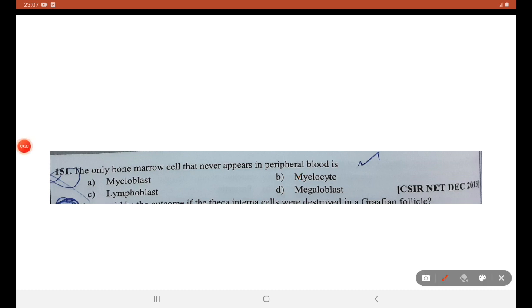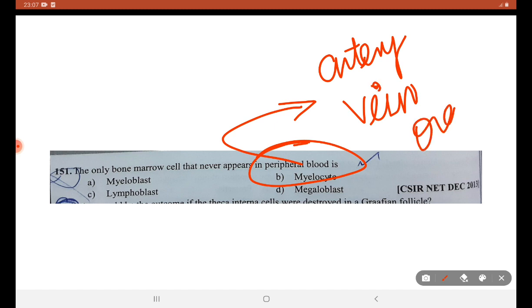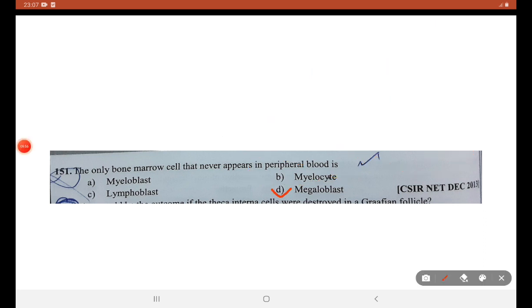So what is peripheral blood? Peripheral blood is the blood that flows through the arteries, veins, and organs, and the blood that is taken from our body normally for any diagnosis and analysis. This is called peripheral blood. D is the correct answer.